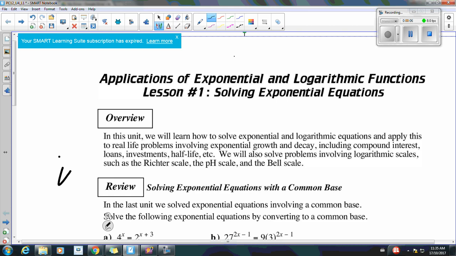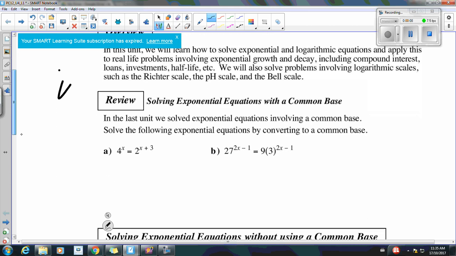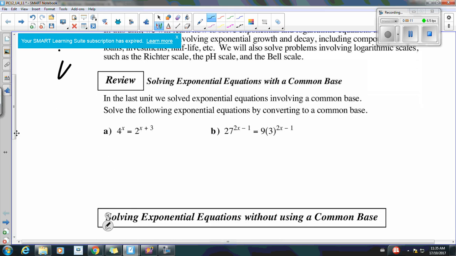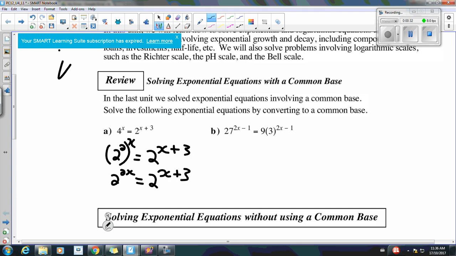Okay, so here we're on to the next section, and now we're going to be solving exponential equations using logarithms. So we'll start with just looking at the review here. At the beginning of last chapter, when we had 4 to the x equals 2 to the x plus 3, we just wanted to write these as the same base. So we could write it as 2 squared to the x equals 2 to the x plus 3. So 2 to the 2x equals 2 to the x plus 3. Then, since the bases were the same, we could say that must mean 2x equals x plus 3 and solve for x. And you would get x equals 3. So that was simple enough.